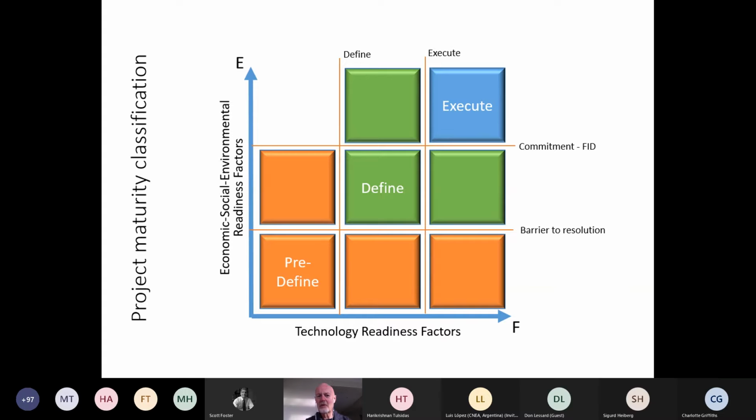You might notice I've left one square there uncolored, and that's because it's unlikely to have projects sitting in that space, but you certainly can. That would be identifying a space that's fully economically ready, and there's no social or environmental impediments to going forward with that project, but it's at a very early stage of its technological readiness. You probably wouldn't put something there, because if you don't really know how you're going to do something, you can't really say it meets all of your economic criteria. So you probably wouldn't place something there, but the system can handle it if you ever did want to do that. Harry, go on to the next slide, please.